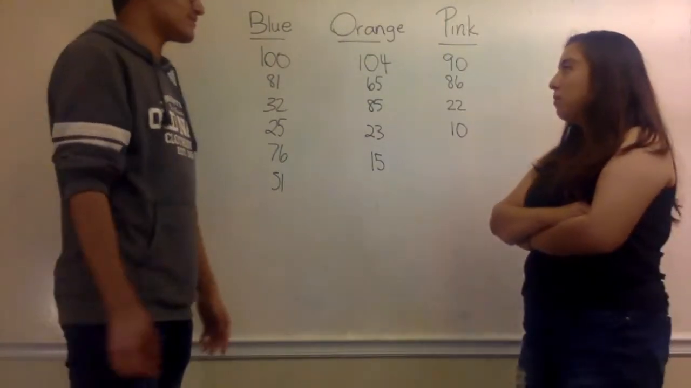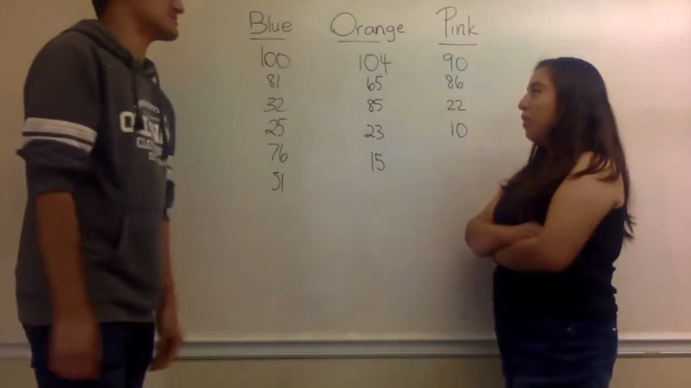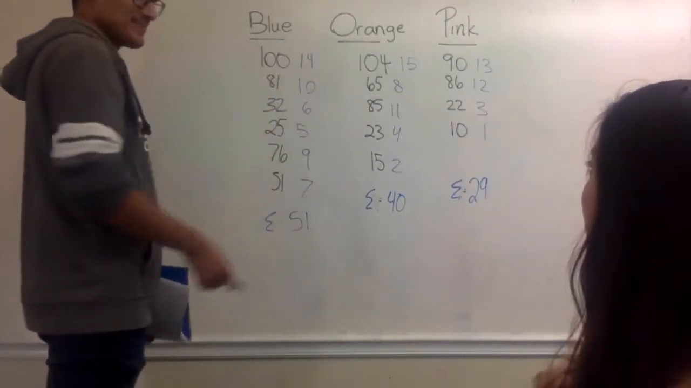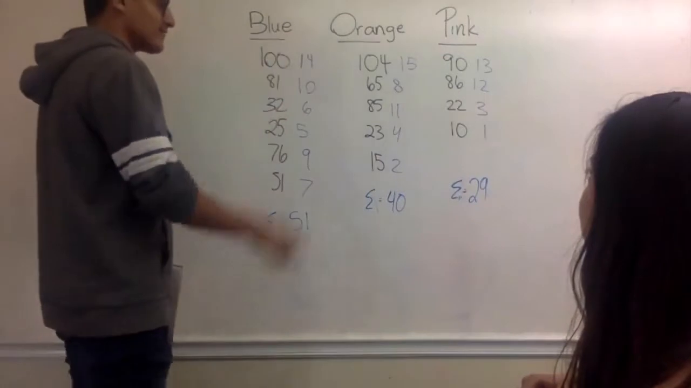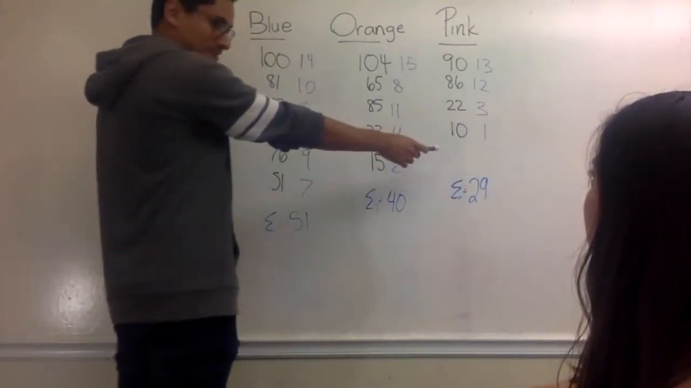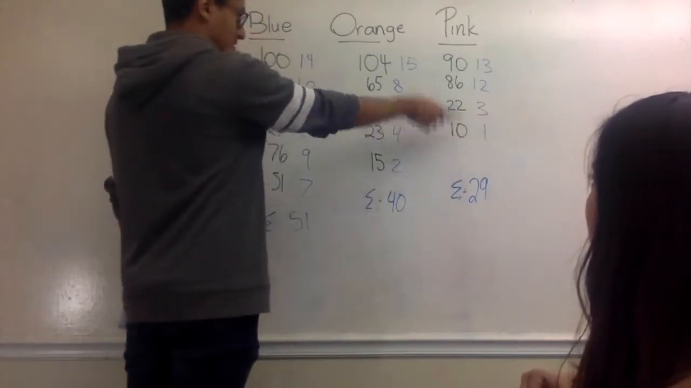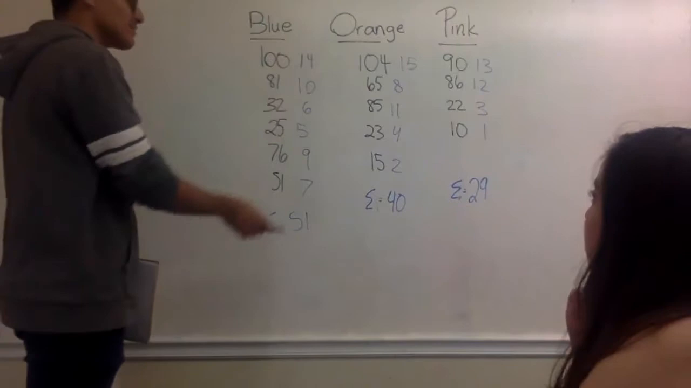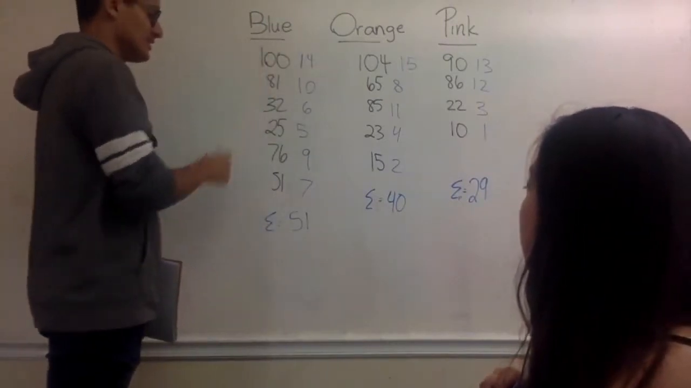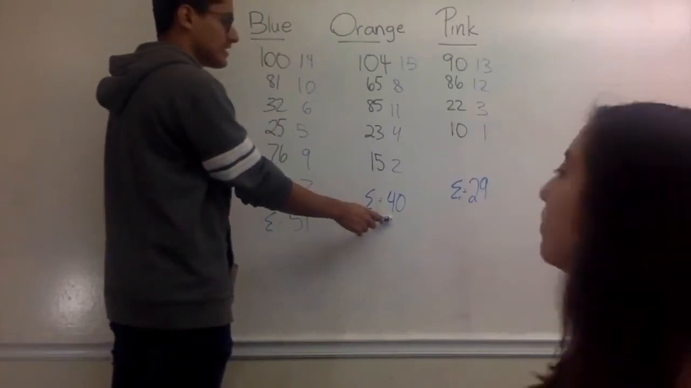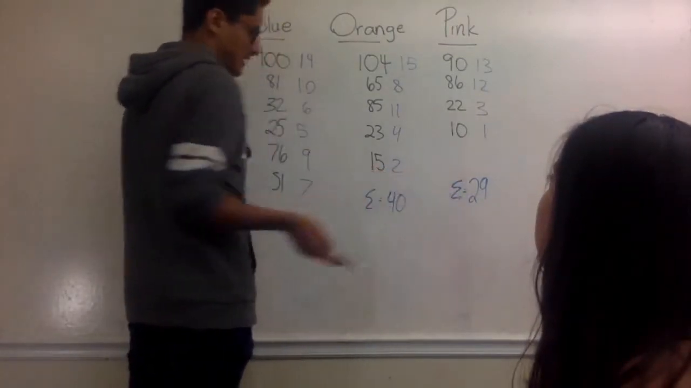Okay. So the first step is we have to rank all of this. So now we have our data ranked, and we rank it from the smallest to the largest. Because 10 is the smallest number here, it gets a rank of 1. And then we keep doing that. Once we have them all ranked, we add up the ranks in each column. So for blue, the sum of the ranks is 51. For orange, it's 40. And then for pink, it's 29.